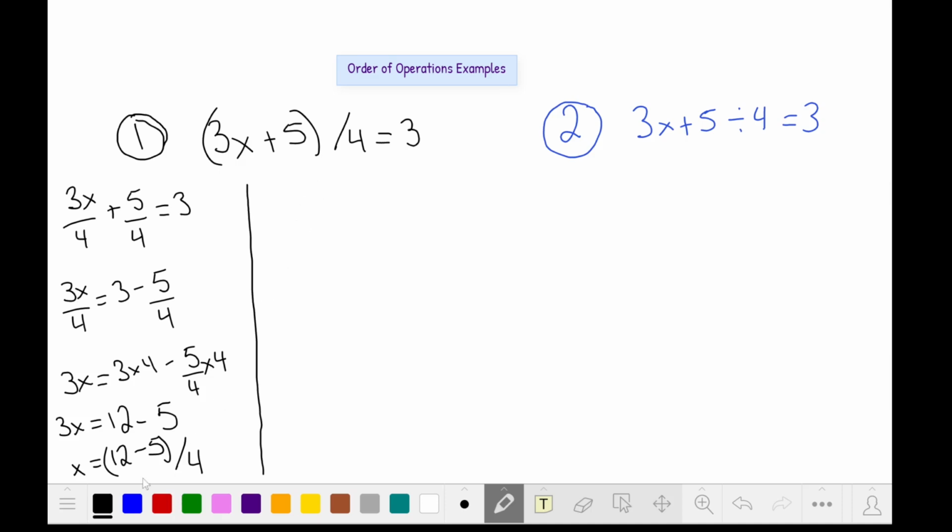So if I wanted to solve 3x plus 5 in a bracket divided by 4 equals 3, I could stick to my guns and say, well, we have to do the bracket thing first, and that's why we did divisions by 4 everywhere. But instead, what I'm going to do is I'm going to go, okay, well, I've got brackets here. Everything's being divided by 4. Let me just get rid of the 4 right away. So I'm going to multiply both sides by 4, and I'm going to have 3x plus 5 is equal to 3 times 4.